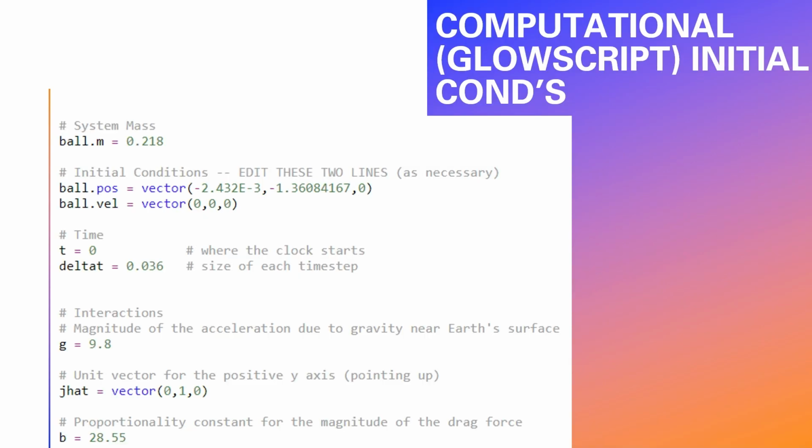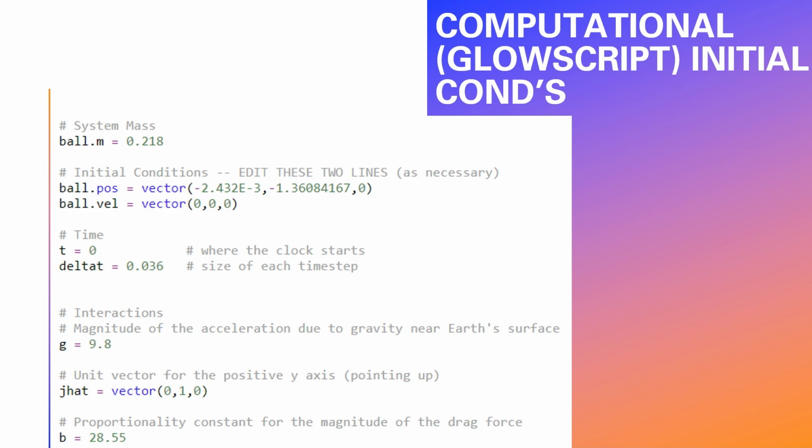So I put this in my computational model. I had some initial conditions. I looked at the average mass of a slinky, found 0.218 kilograms, and went with it. Ball position and ball velocity were given from the experimental initial conditions. And then the delta t was based on frame rate. G equals 9.8 is the constant in the weight force formula. J hat, since we're only dealing with movement in the y direction, is the vector 0, 1, 0.